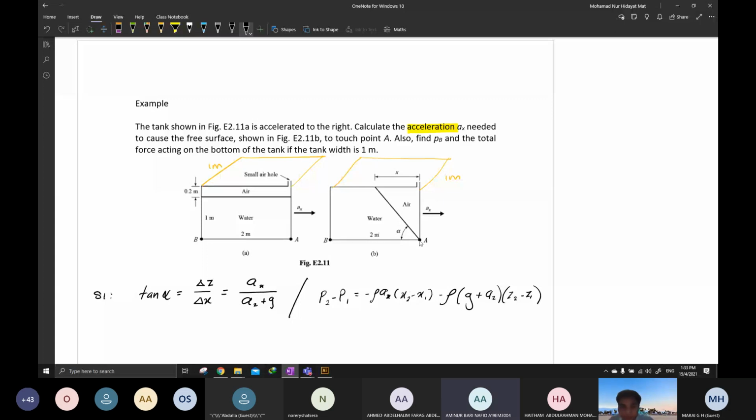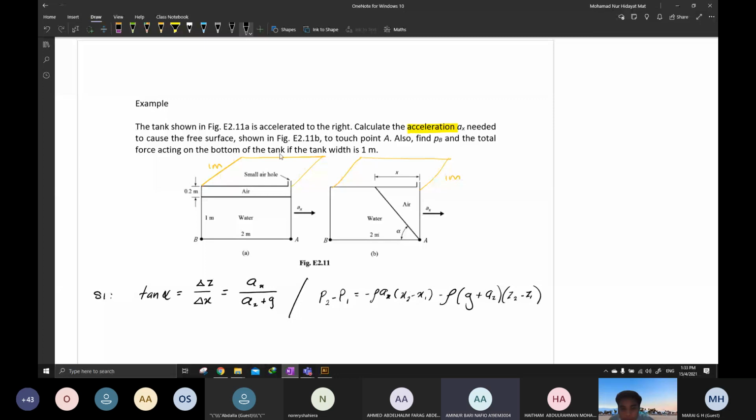Find the linear acceleration AX to cause the free surface to touch point A. But now, do you understand? It's already touching point A, I think. Or does it mean the water is to be straight again, like previously? What does it mean to touch point A? Like it's already touching point A, right?